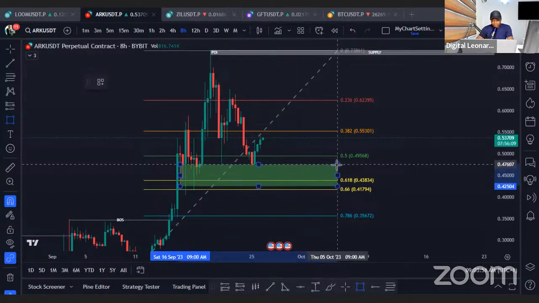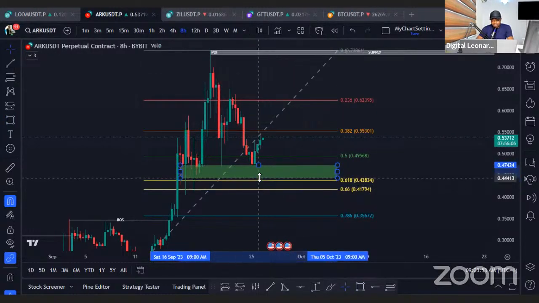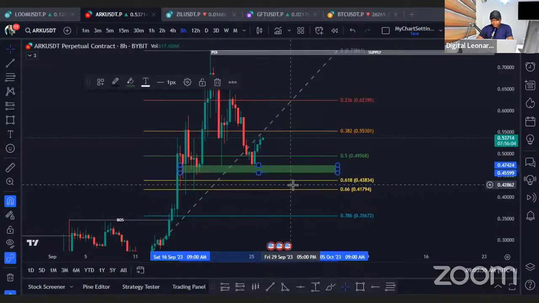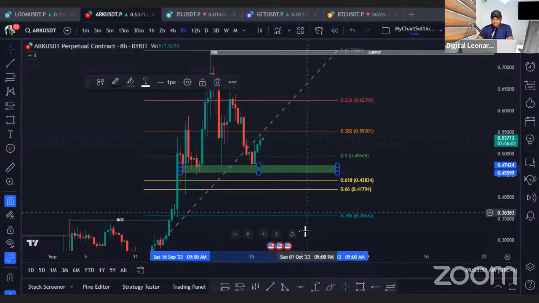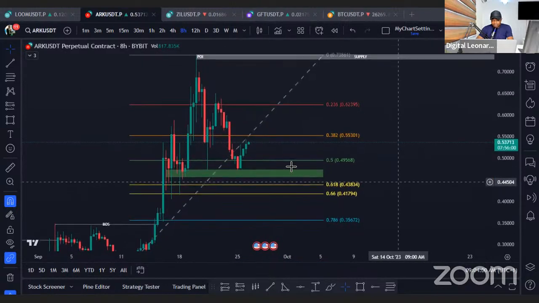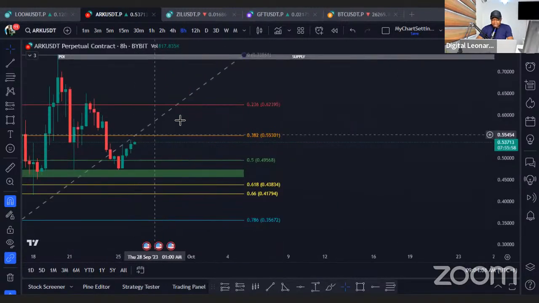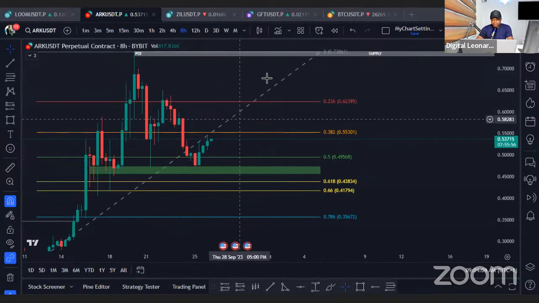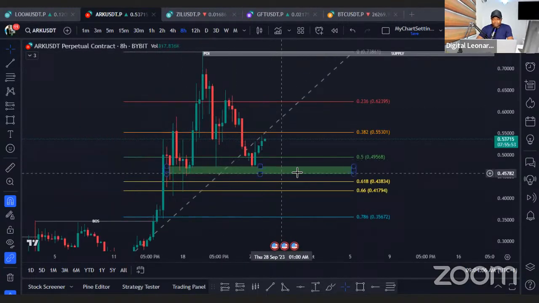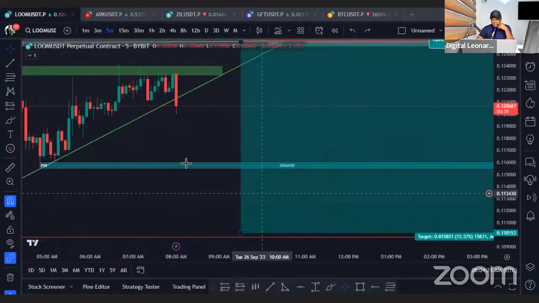Okay. There is a support down there, but I'll still wait for this area here. All right. I'll still wait for this area. That will be where I can be taking trades. But let's see how this plays out, guys. If this continues to go up there, yeah. But if not, I'll be looking at this area down. All right. I'll be looking at that area down there.